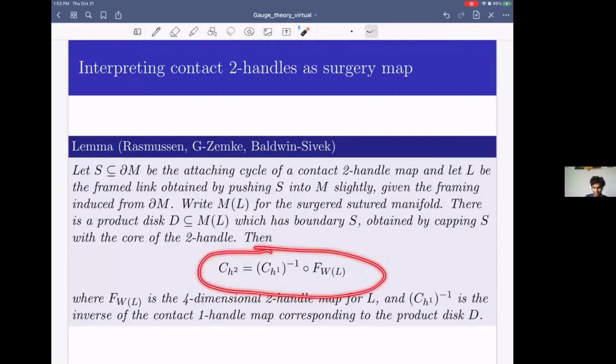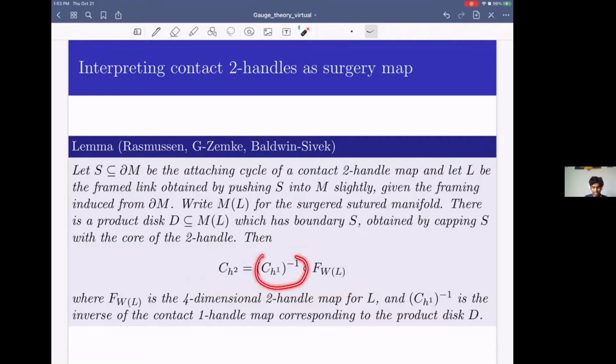I mean, one of our goals was to give a unified proof of the connected sum formula that works in all Floer theories. So we also give a proof of this lemma, and by virtue of this lemma, the contact 2-handle map, no matter whether you are in Heegaard Floer or in instanton Floer, is given by this formula.